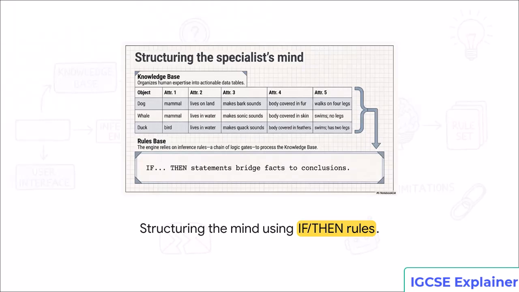And that is exactly where the rules base comes in. The engine relies on a really strict chain of logic gates to process that knowledge base. We're talking about precise if this, then that statements. These statements serve as the literal bridges connecting those raw facts to final conclusions. Honestly, it's the closest thing the machine actually has to reasoning.